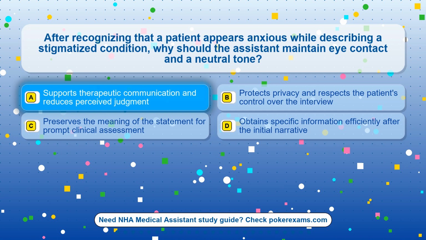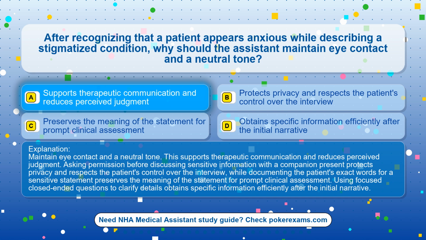The correct answer is option A. Supports therapeutic communication and reduces perceived judgment. Maintain eye contact and a neutral tone. This supports therapeutic communication and reduces perceived judgment. Asking permission before discussing sensitive information with a companion present protects privacy and respects the patient's control over the interview, while documenting the patient's exact words for a sensitive statement preserves the meaning of the statement for prompt clinical assessment. Using focused closed-ended questions to clarify details obtains specific information efficiently after the initial narrative.